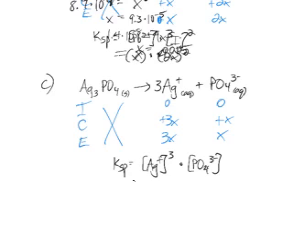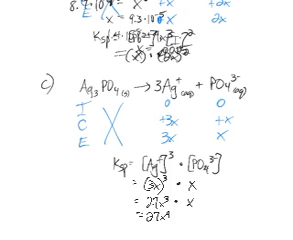Okay, so now we plug in values from the ice table. We had found that the equilibrium concentration of silver was 3x. We'll take that whole thing in parentheses and cube it. And for phosphate, it was just x. So 3x quantity cubed, that's 27x cubed. And we still have to multiply by x. So that gives us an expression in terms of x of 27x to the fourth.